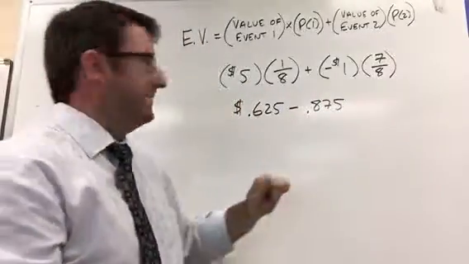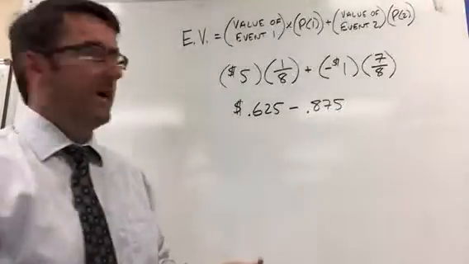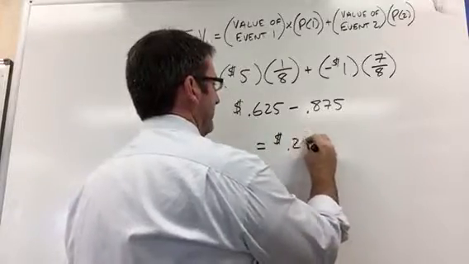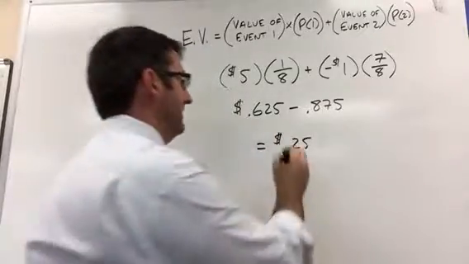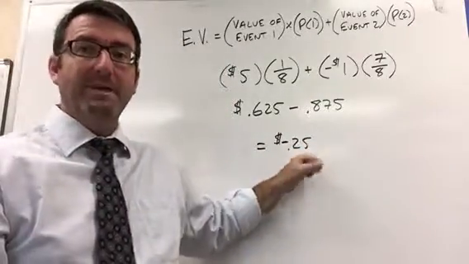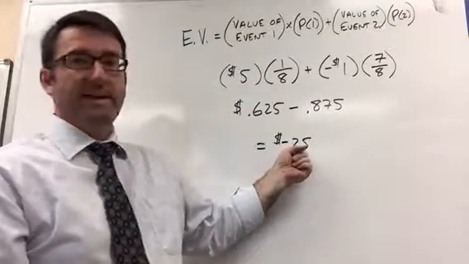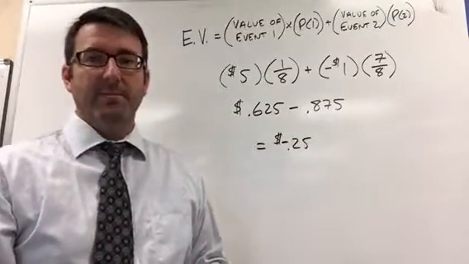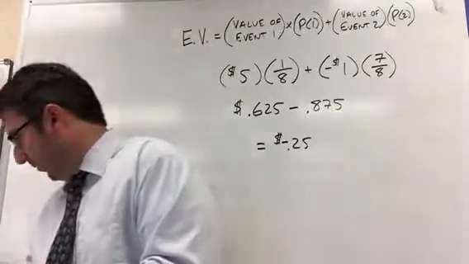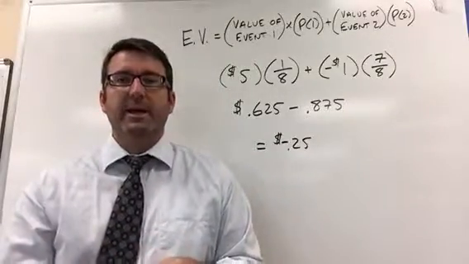So then when we add those two together, 0.625 minus 0.875 is going to be equal to negative 0.25. That's important because that means that on average, I'm going to lose 25 cents every time I play this game. So the questions that were asked were, what would you expect to win money or lose money if you played one game?